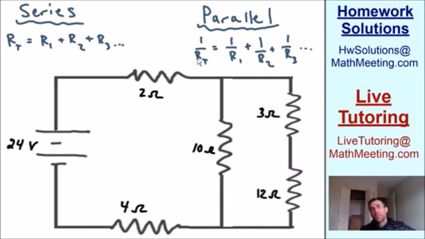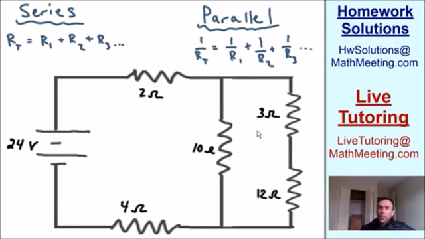But if two or more resistors are in parallel, then we use the formula on the right. 1 over the total resistance, or the equivalent resistance, is equal to 1 over R1 plus 1 over R2 plus 1 over R3, etc., depending on how many resistors we have. So we're going to use these two formulas to simplify this circuit so that there's only one resistor left.